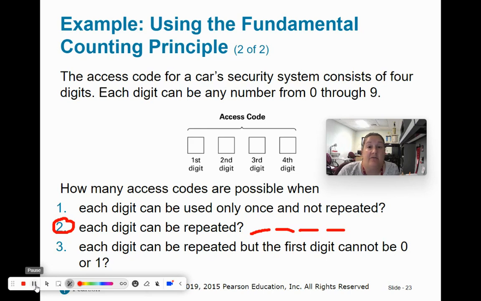How many ways if each digit could be repeated? That means we have 10 options for the first, 10 options for the second, 10 options for the third, and so on, giving us 10,000 as a result. So what if the first digit can't be 0 or 1? Well, then that means we only have 8 available. After that, though, anything can be repeated, so we have 10 for the rest of this, giving us 8,000 ways.